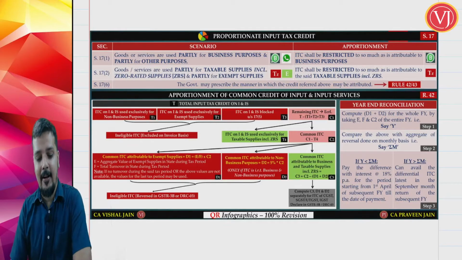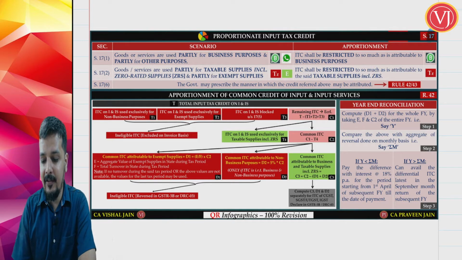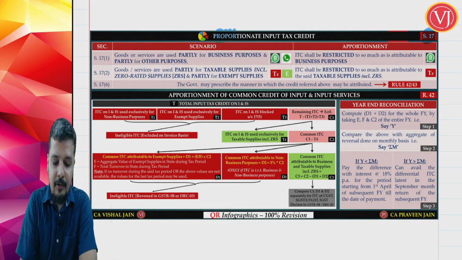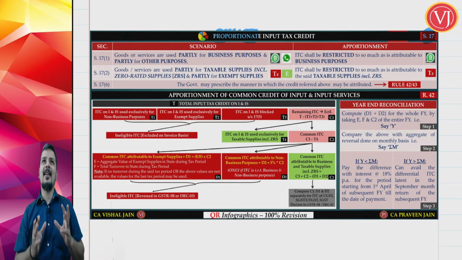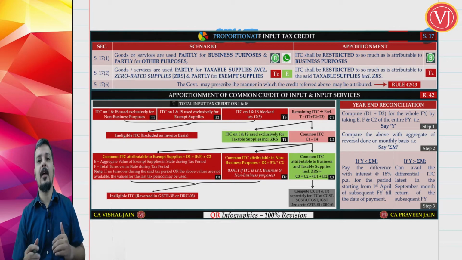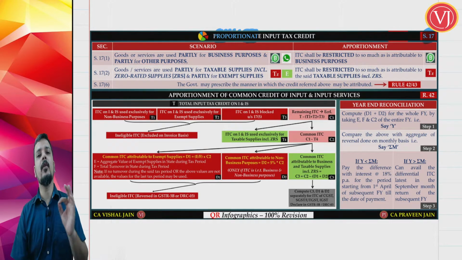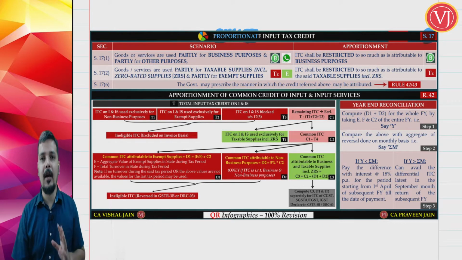Yes friends, now let us focus on another part of section 17 which deals with your proportionate ITC, proportionate credit. So friends, what you have to understand? You have to understand that there's something which is happening which is not allowing you to take the entire credit. Now what is that situation you have to understand? When you get full credit, when you get no credit, and when you get proportionate credit is the entire thing that you have to understand here.